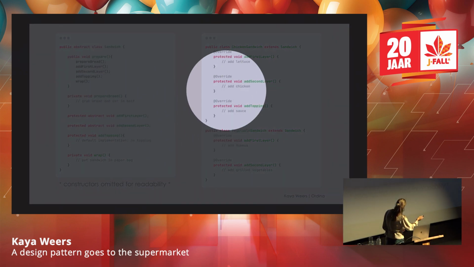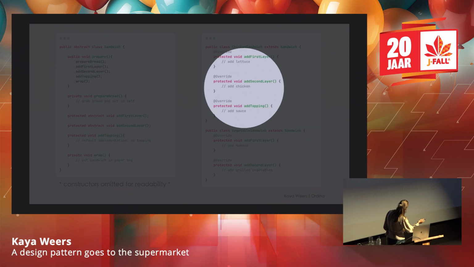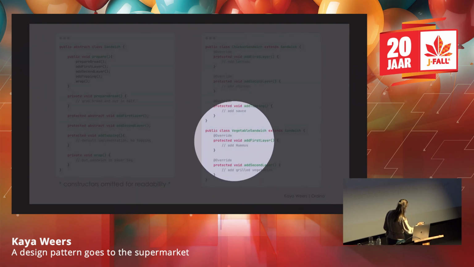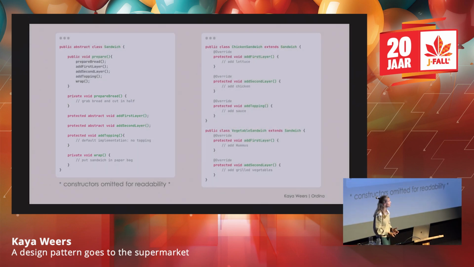And that's also what we see on here, that the first layer and the second layer have to be described, same here. But then we also saw there's the add topping. The topping is only for the chicken sandwich. But if you declare it as an abstract method in your superclass, then all the different sandwiches have to implement that method even though they have no topping. So they all have to create it and then leave it empty.